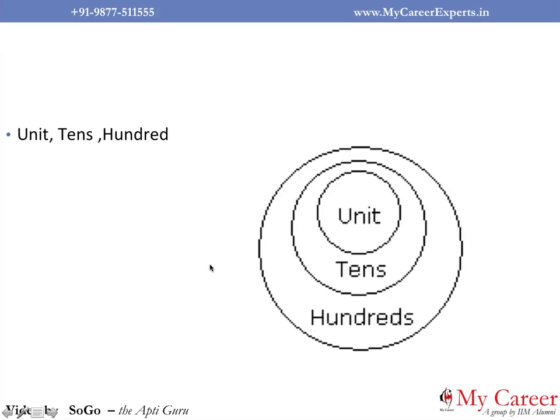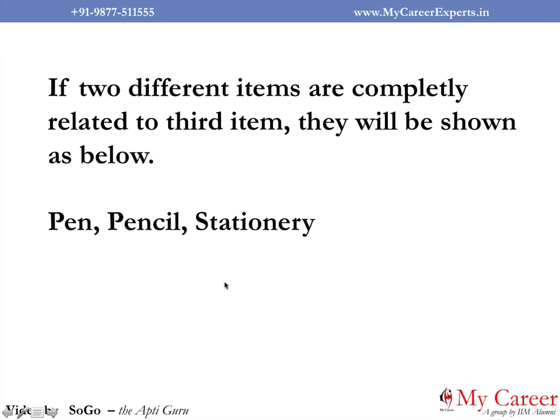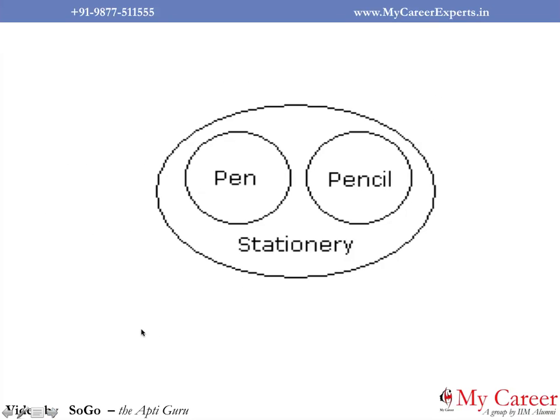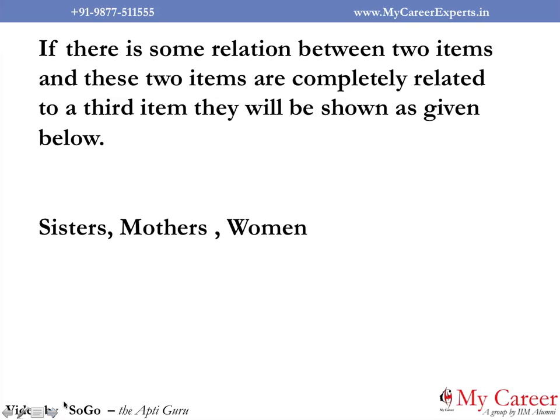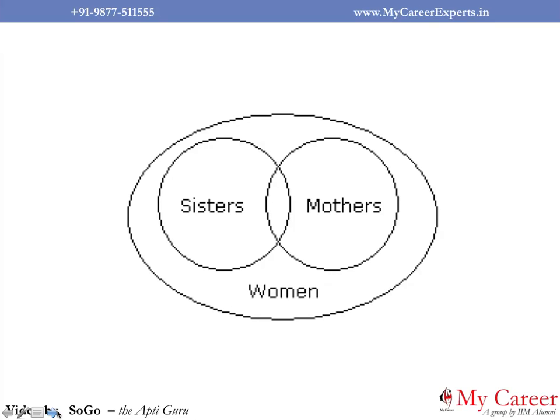Coming to this, unit, tens and hundred. So unit comes under tens, tens comes under hundred. So this is a diagram where one is included in the second one, right? Then, if they are different but one item includes another, like pen and pencil are different from each other and stationery comprises both the things. Then going to the next, sisters, mothers and women, where sisters can be mothers and mothers can be sisters, but all mothers and sisters are women. So this is how we will have the diagram. Wherever you find it, you can pause the video and relook at the question.